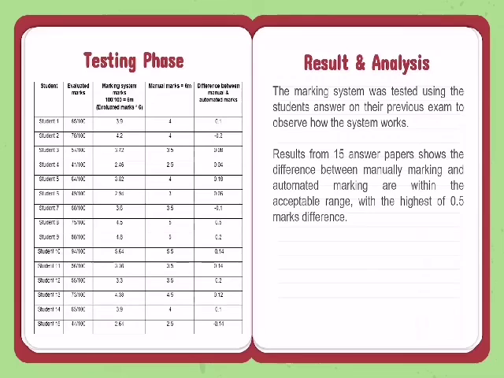So this is the result of 15 student answers. For the result, the marking system was tested using student answers from their previous exam to observe how the system works. The result from 15 answer papers shows the difference between manual marking and automated marking is within the acceptable range, with the highest difference of 0.5 marks.